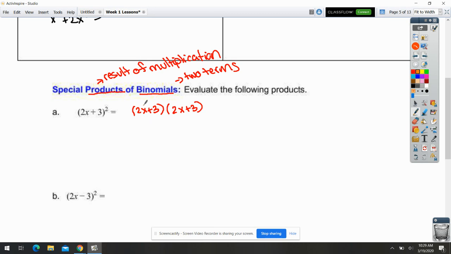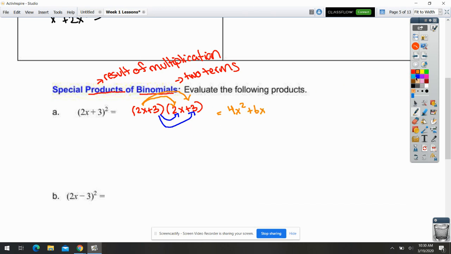Okay? So here, we are going to have to distribute and simplify in order to evaluate. So we're going to take this 2x and multiply it to the 2x and the 3. Then we're going to take this 3 and multiply it to the 2x and the 3. So let's see what happens when we do this. Let's do an orange. So we have 2x times 2x. That becomes 4x squared. 2x times 3 is 6x.